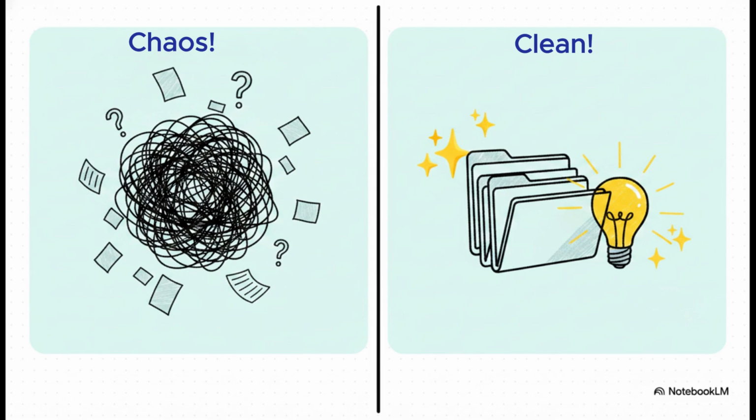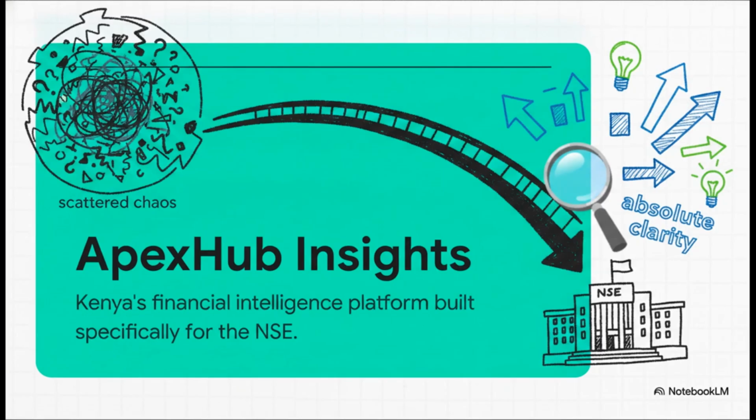This contrast is everything. When your data is a scattered mess, your investing decisions are going to follow suit for sure. You absolutely need clarity to make confident, strategic moves in the market. Okay, let's dive into this. What is the actual solution to cutting through all that noise?